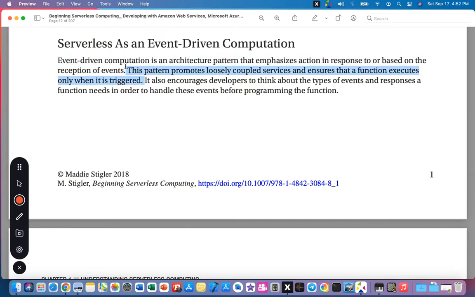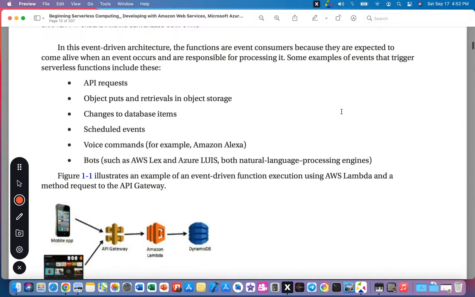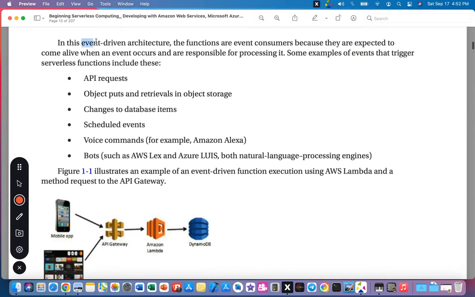So what is event-driven computation? The function is executed only when it is triggered, and does not need to check periodically or do anything similar to that. It also encourages developers to think about the types of events and responses a function needs in order to handle these events before programming the function. In this event-driven architecture, the functions are event consumers because they are expected to come alive when an event occurs and are responsible for processing it.